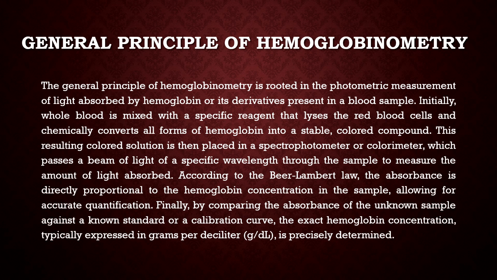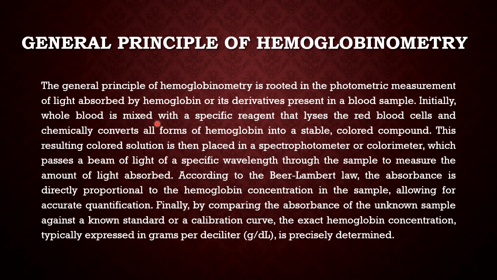Now, what is the general principle of hemoglobinometry? The general principle of hemoglobinometry is rooted in photometric measurement. That means we use light to measure the amount of hemoglobin. So, it is the photometric measurement of light absorbed by the hemoglobin or its derivatives present in the blood sample.